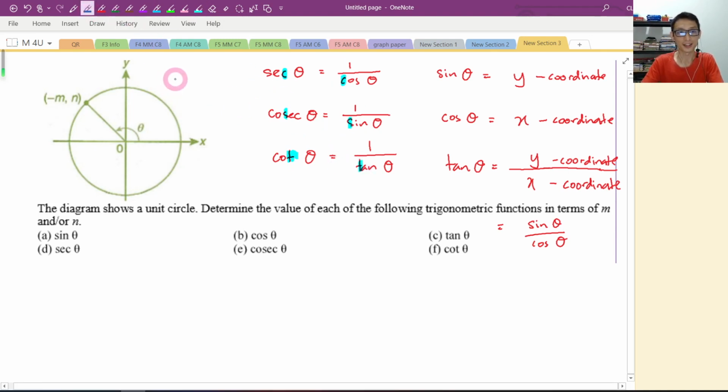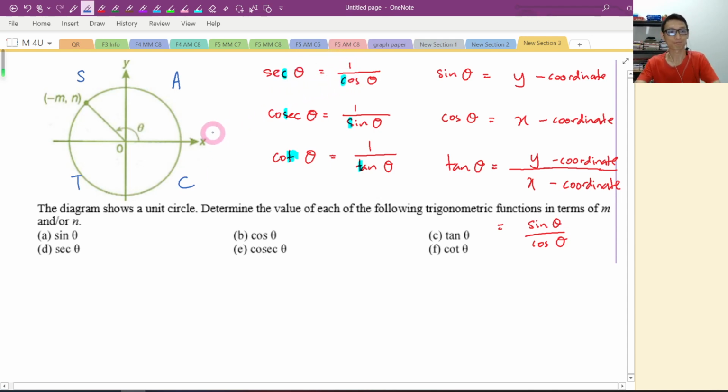Okay, and don't forget the ASTC. In the first quadrant, all positive. In the second quadrant, only sine positive, which means cosecant will be positive as well, because cosecant is equal to 1 over sine, right? In the third quadrant, only tangent positive, which means cotangent will be positive as well, because cotangent is 1 over tangent. So in the fourth quadrant, only cosine positive, which means secant will be positive as well, 1 over cosine.